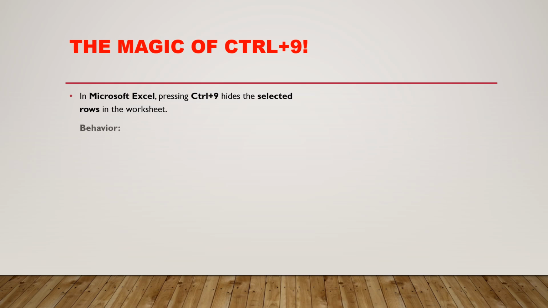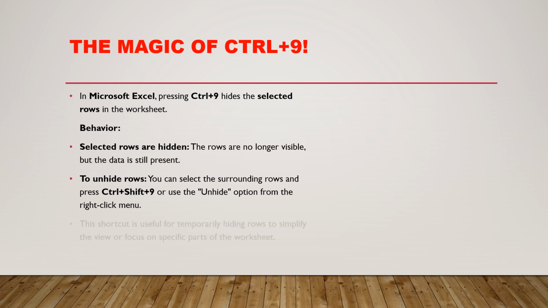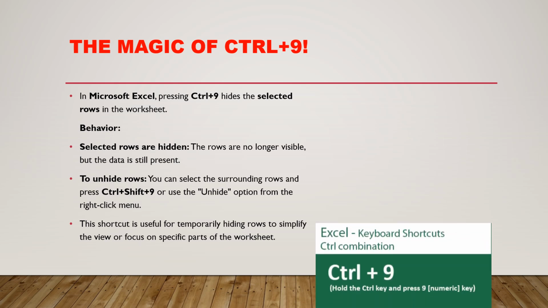Here's how it works. Let's say in a report, I want to temporarily hide rows 5 through 7 so I can focus on the rest of my data. All I need to do is select those rows, press Ctrl+9, and boom, gone. The rows are still there, just hidden.